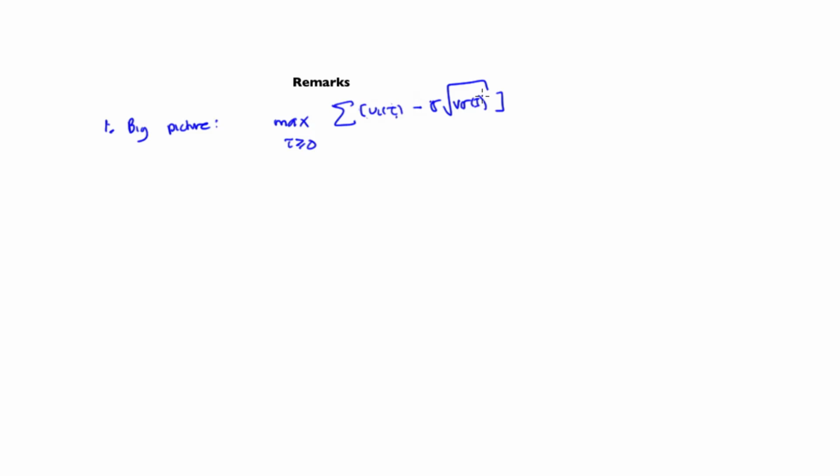Now, when you are maximizing the problem, there is a fundamental trade-off that needs to be balanced. On the one hand, you want to increase tax to reduce inequality, and that pushes you to increase the tax. On the other hand, you want to avoid inefficiencies, deadweight losses, and this pushes you to a lower tax.